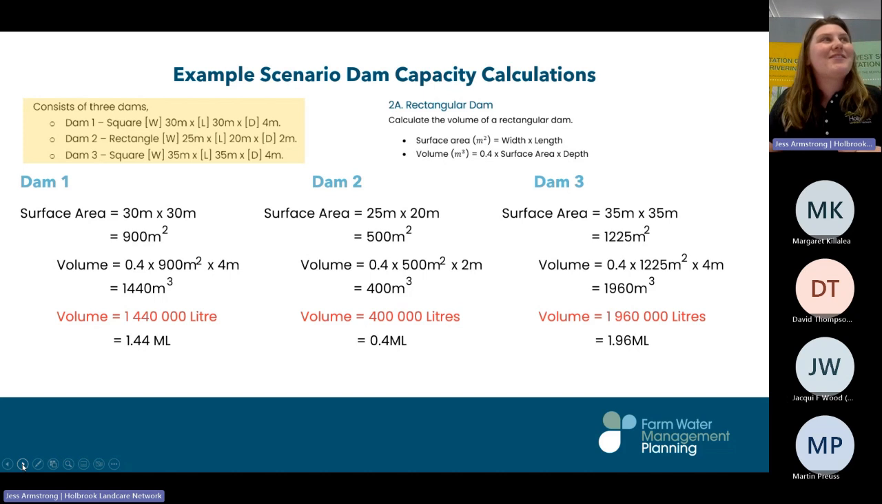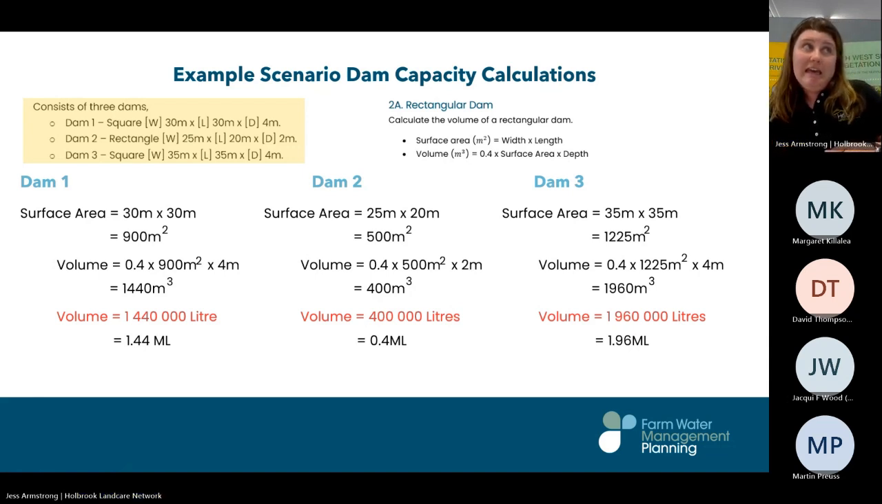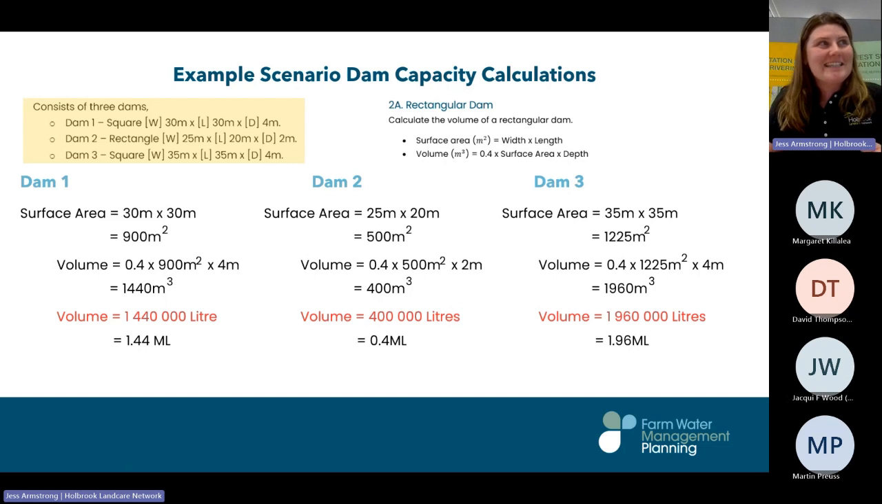Our volume equals, of course, the batter factor, 0.4 times 1,225 metres squared times our 4 metre depth, which brings us to 1,960 cubic metres, which, of course, timesing by 1,000 brings us to 1,960,000 litres. Anyway, we've got 1.96 megalitres of water available in our dam. So the maximum capacity of all 3 dams available on our property in our example scenario, based on the fact that we're assuming that they are completely full, this is what we're looking at.